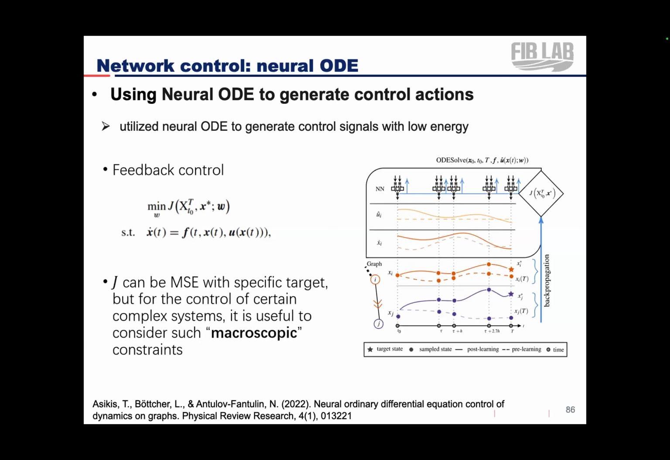this network, and then they can use this ODE to generate the control signal with no energy. And these methods are targeted at real-world situations, such as when we want to control a power grid or other kinds of man-made systems.